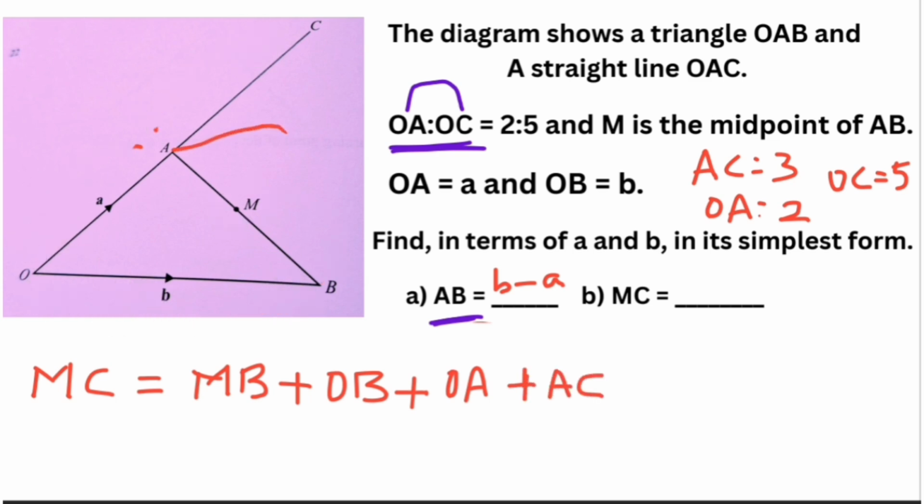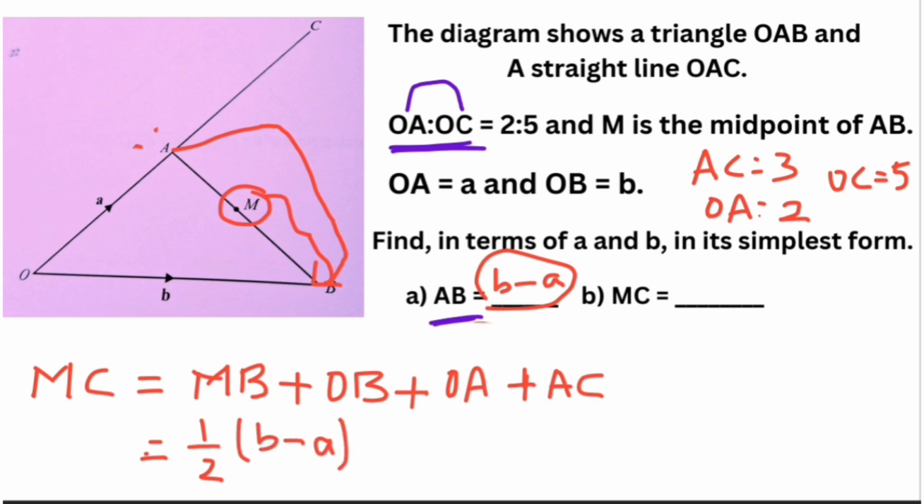Observe here, AB midpoint is M. That means from here to this distance is nothing but half of AB, isn't it? So instead of MB, we can write this as half of AB. Just now we found AB, which is B minus A. So instead of AB, here we have to write B minus A. After opening the bracket, we can write this as half of B minus half of A.